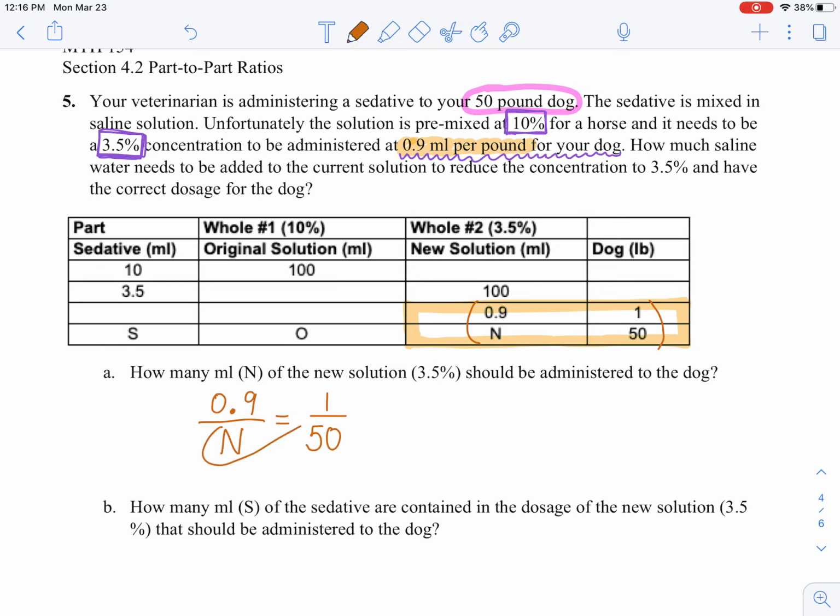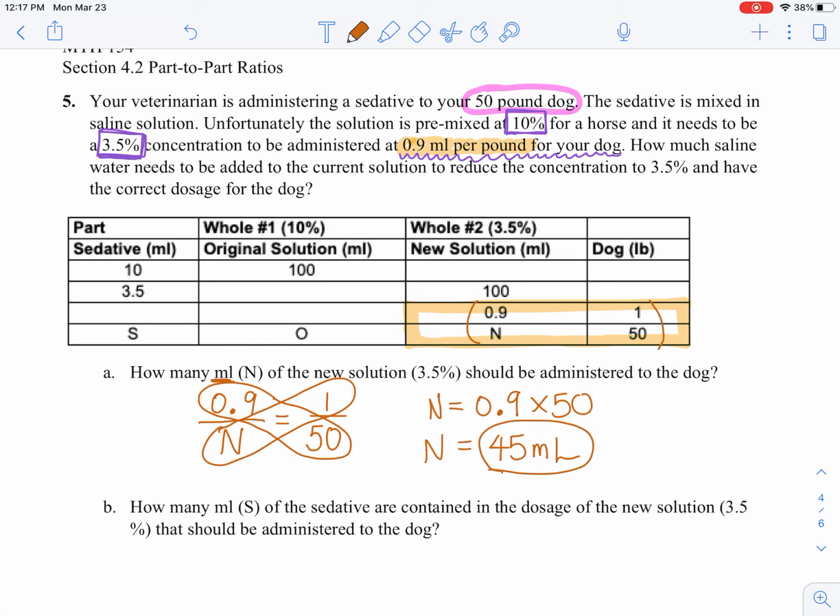And if we just solve this, we're going to end up actually doing that, right? So that's going to be 1N, or simply N equals, here we go, 0.9 times 50, and N is going to be 45. Now let's remember the unit. How many milliliter, right? 45 milliliter. So my 50-pound dog will need 45 milliliter of this solution.